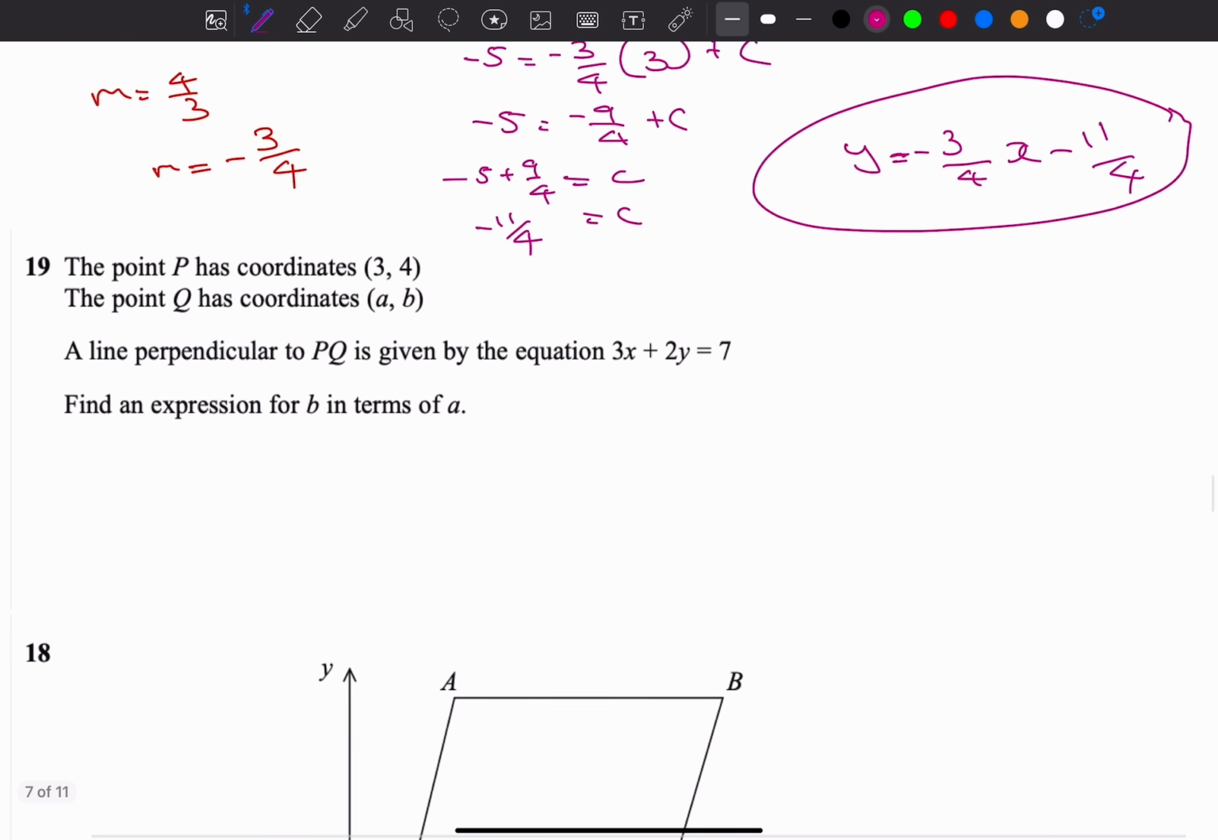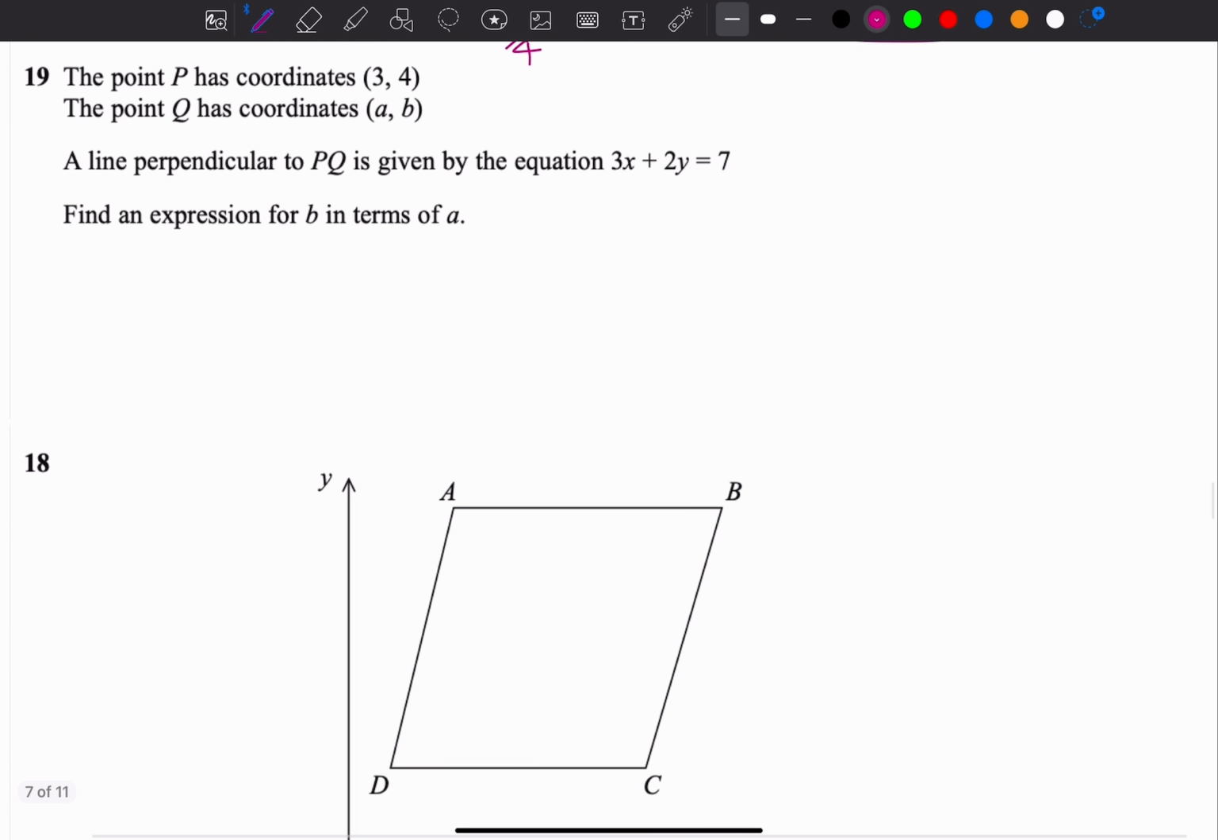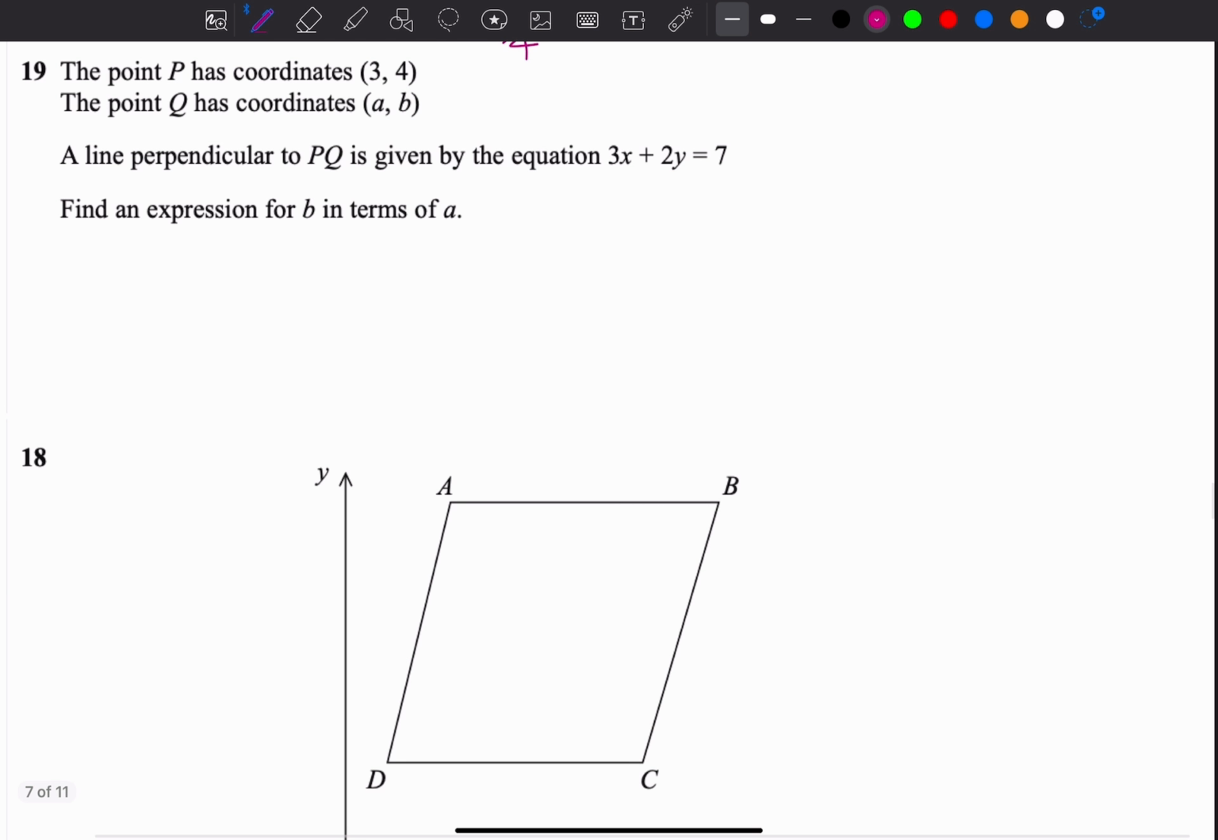Okay. Question number 19. Okay, it says the point P has a coordinate of 3, 4. PQ is that gradient. Okay. What is the gradient of PQ? Change in y over change in x, which is b minus 4 over a minus 3. You can't simplify that.